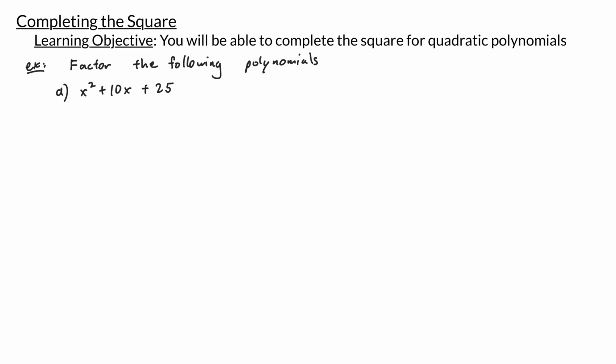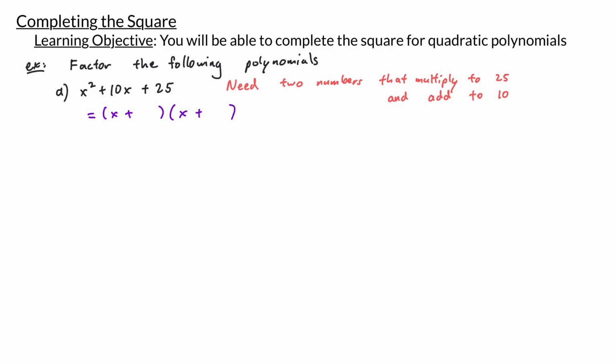In our first example here, we want to factor the polynomial x squared plus 10x plus 25. Remember that when we're factoring a polynomial like this, what we need to do is come up with two numbers that multiply to the last number, which in this case is 25, and add up to the middle number. In this case, that's 10. Once we find those two numbers, we can factor our polynomial as x plus the first number times x plus the second number. Now, two numbers that multiply to 25 and add up to 10 are 5 and 5.